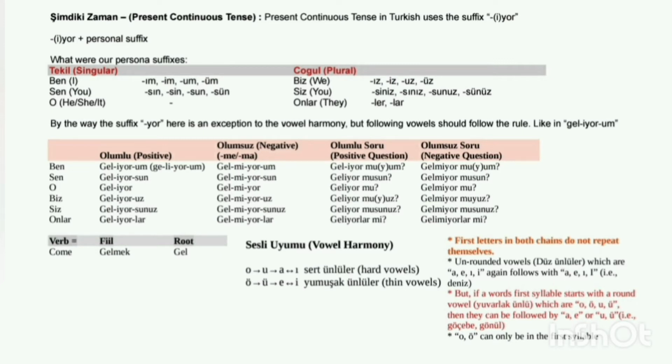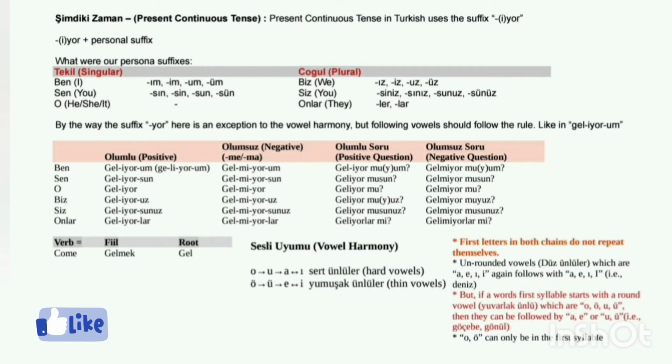So what about positive question? Positive question. This is really easy. Our question word is mı, mi, mu, mü. This can change according to the vowel harmony again. So we have said olumlu soru cümlesi, positive question. So what was our positive sentence, the olumlu cümle, for ben as an example? Geliyorum. Let's take out our personal suffix. We are left with geliyor. So we need to add our question word, which needs to follow the vowel harmony. So it's becoming mu.